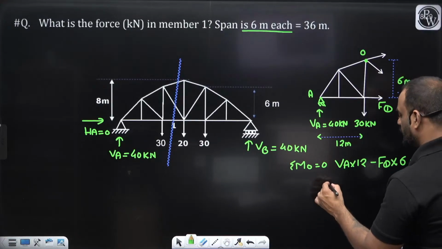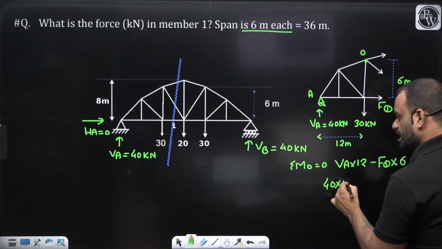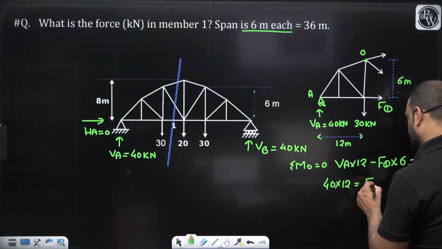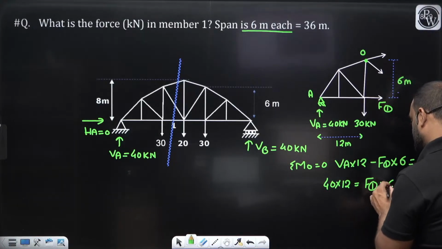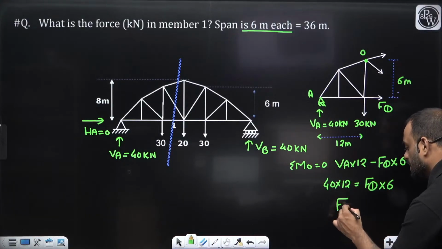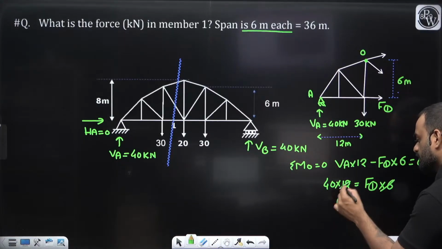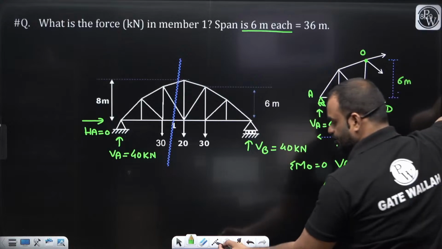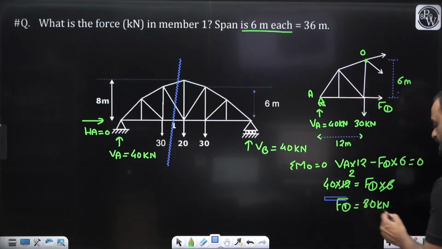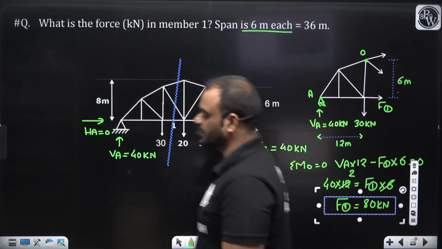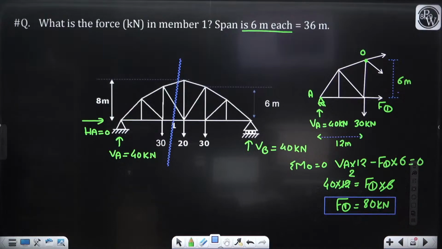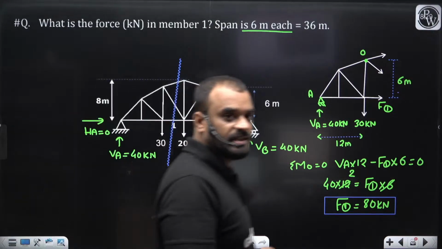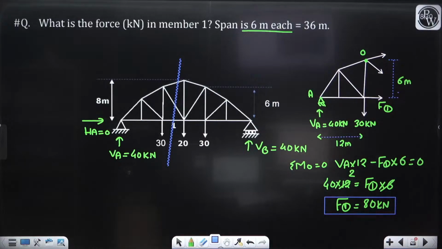So VA is how much? 40. 40 into 12 is equal to F1 multiplied by 6. So if you solve this, what will you get exactly? 80 kilonewton is the answer for this particular question. I hope it is crystal clear to all of you guys how to solve this. Correct?